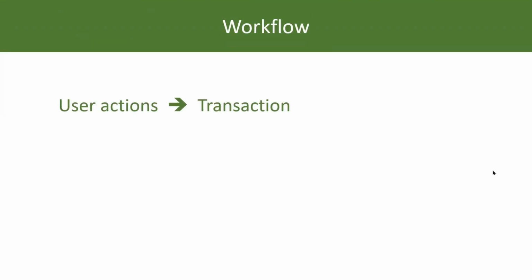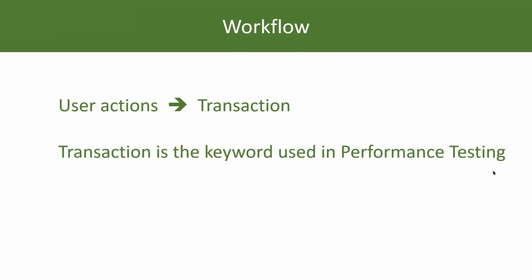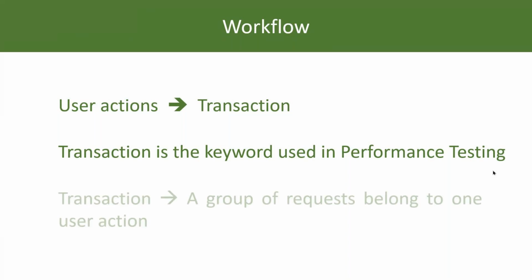So here user actions can be called a transaction. From the performance perspective, the keyword that we are going to use from now on is the transaction. So you can see this transaction is the keyword that is used in performance testing. It is not the user actions. So what is a transaction? A transaction is the group of requests that belong to one user action.